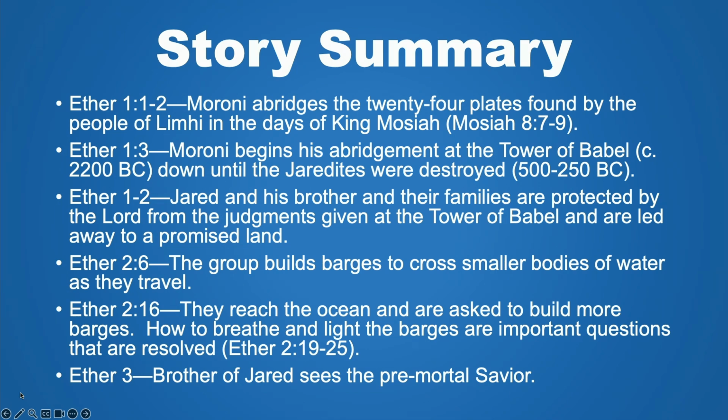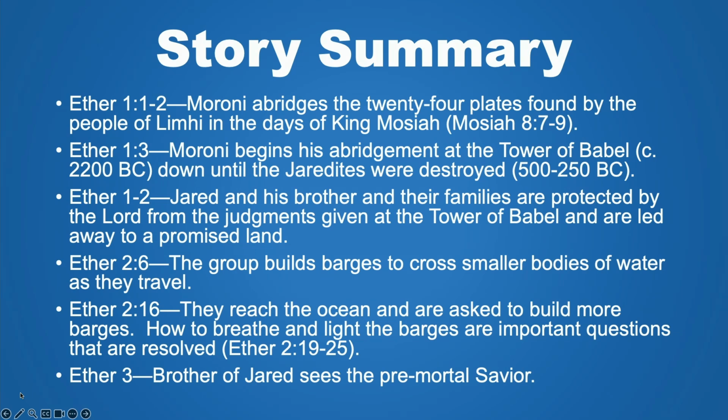He's going to begin this record, and he mentions that it starts at the creation of Adam and Eve, but he's not going to give us a whole lot of detail there. And so he starts the abridgment at the Tower of Babel and gives us all the detail from the Tower of Babel on, because that explains the people of Jared.